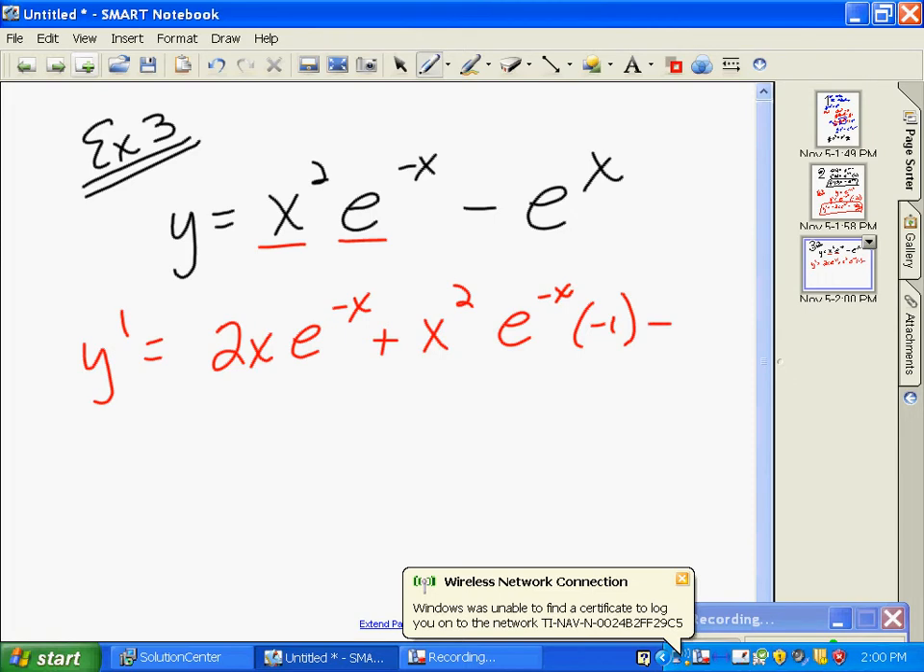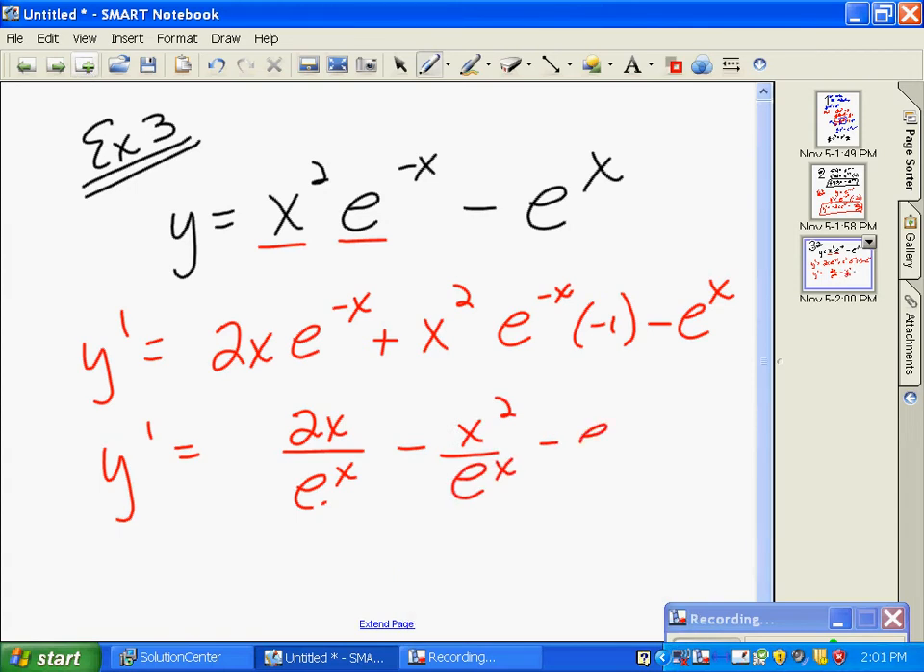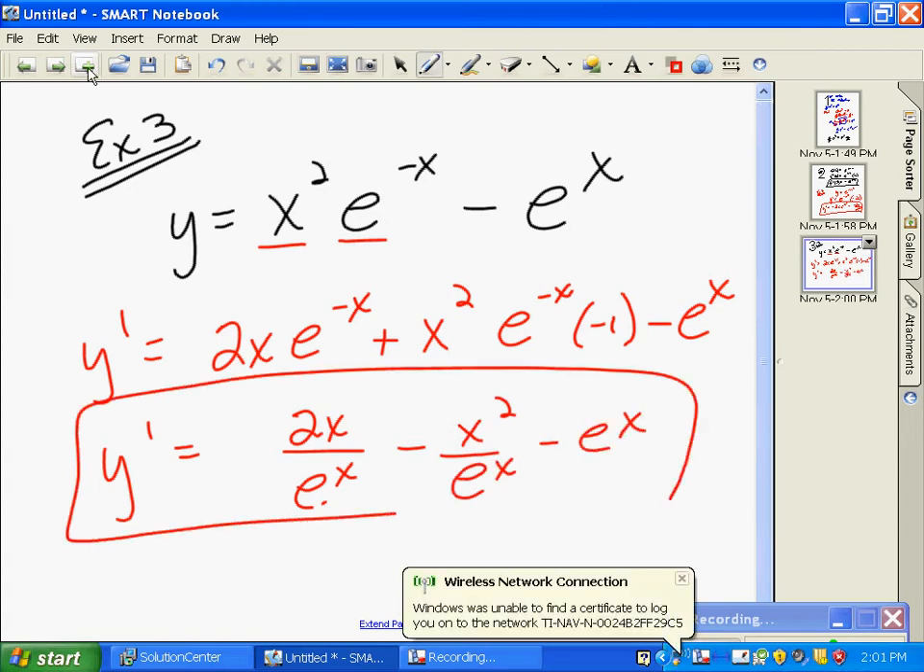Minus the derivative of e to the x is just e to the x. So I could leave it like that, or I can move the negative exponents to the denominator. So there we go. There's my answer.